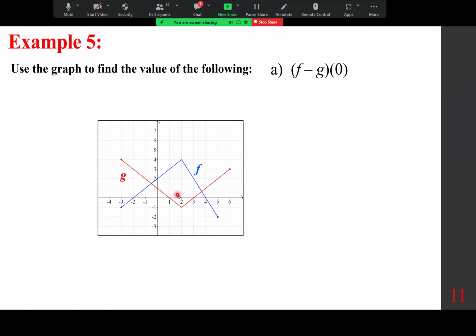Use the graph to find the value of the following: f minus g of 0. Understand the f function is the blue one, the g function is the red one, and by definition, f minus g means what? f of 0 minus g of 0.